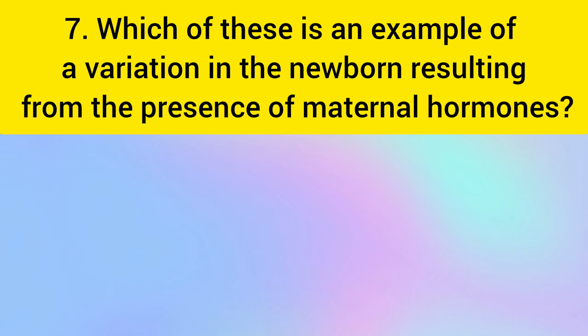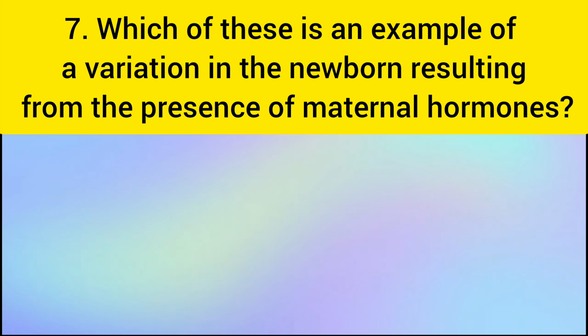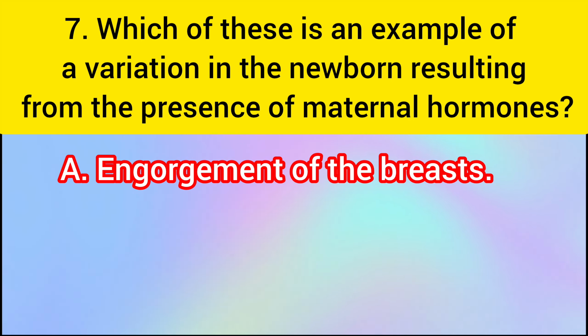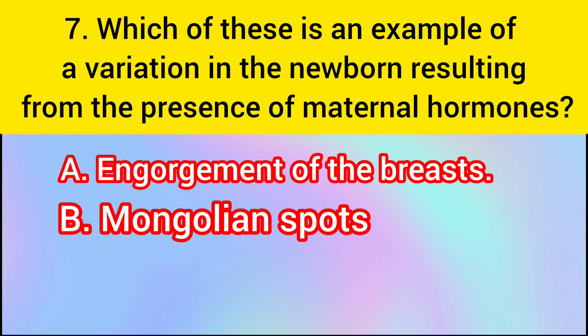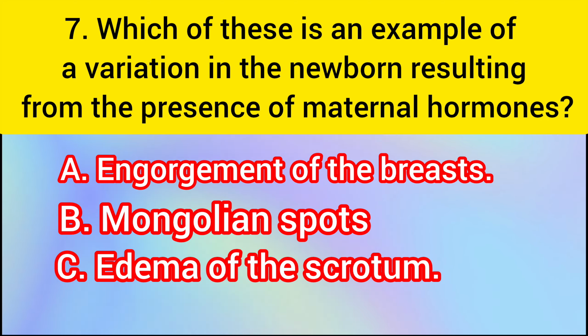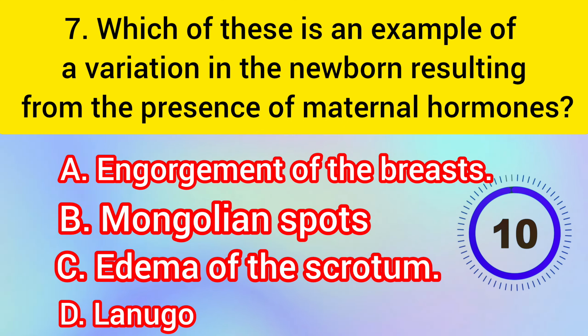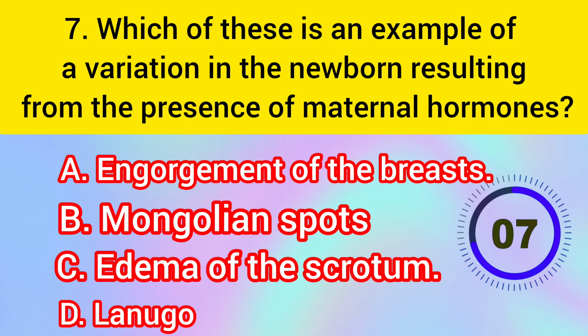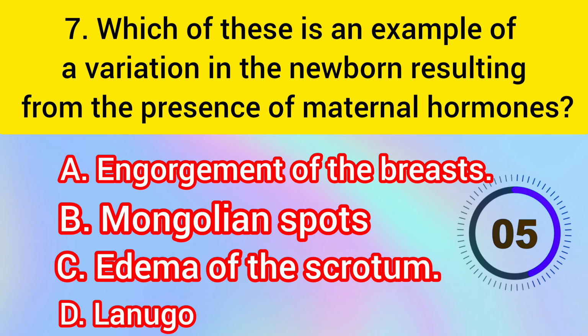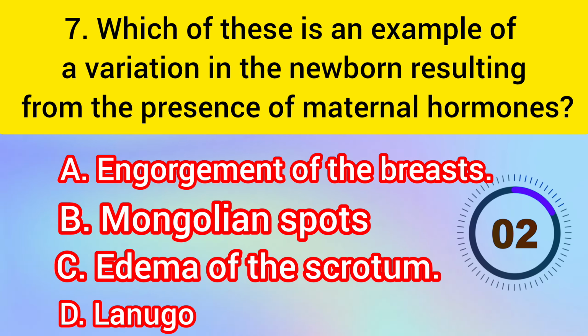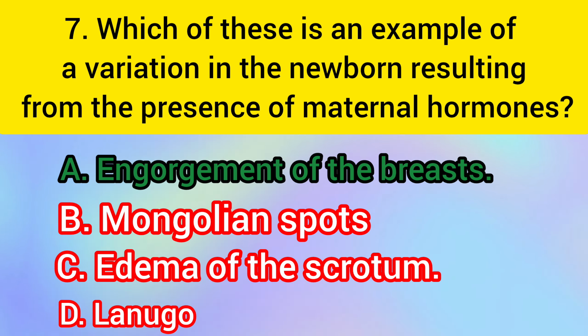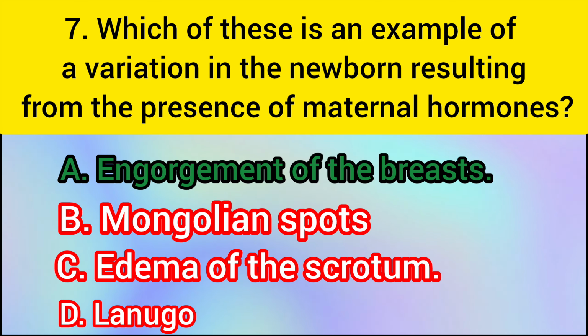7. Which of these is an example of a variation in the newborn resulting from the presence of maternal hormones? A. Engorgement of the breasts. B. Mongolian spots. C. Edema of the scrotum. D. Lanugo. Answer: A. Engorgement of the breasts.